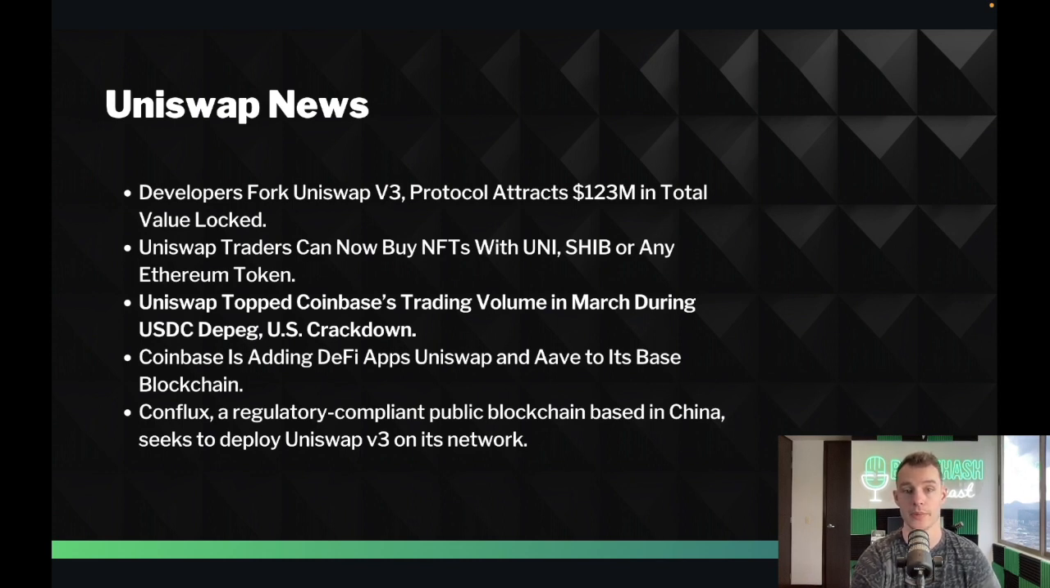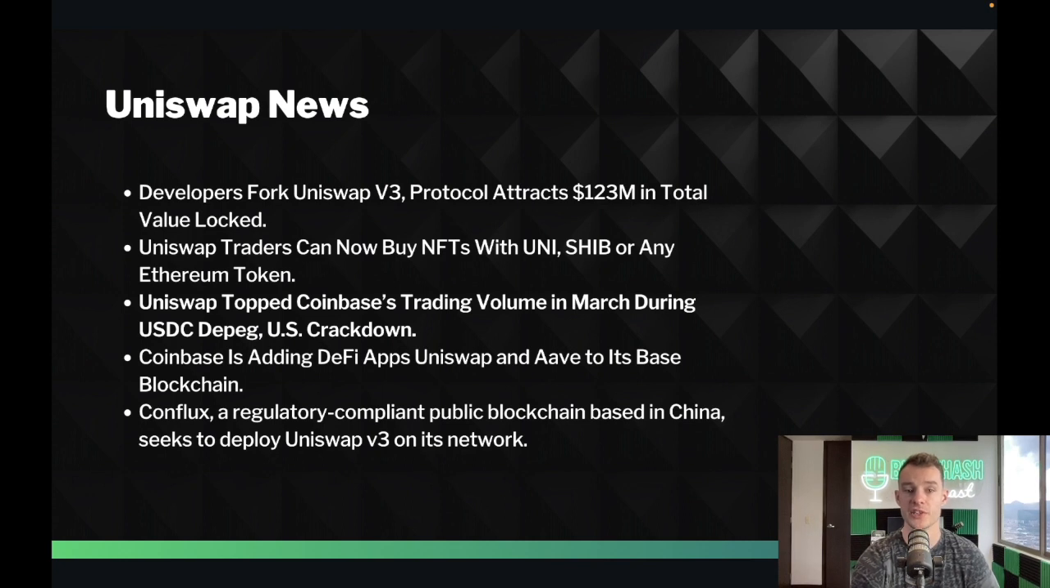Uniswap tops Coinbase's trading volume in March during the USDC depeg and amid the US crackdown. So Uniswap has actually been performing pretty well given these shakeups in the market, especially in the centralized market. Why? Because this is what people need. People need DEXs, and they need things like Uniswap so that they can continue doing what they want to do, but have all their funds in crypto in private custody, self-custody.